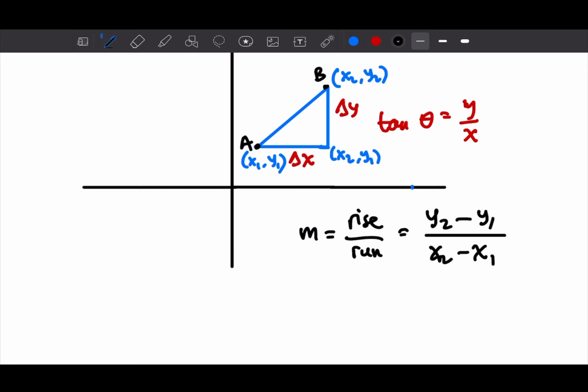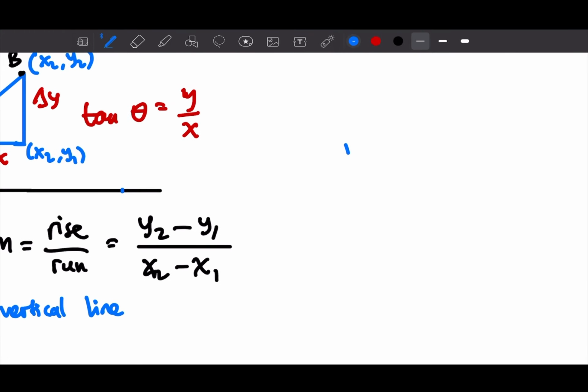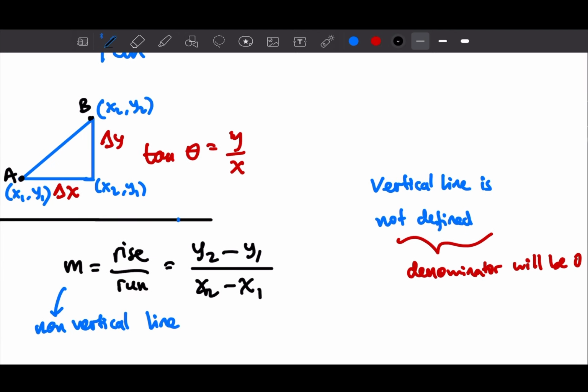We also say this m should be for a non-vertical line. Because if we have a vertical line, the slope is not defined. Why? Because the denominator will be zero. Later on we will know the concept of asymptote, but that will be in a different section.